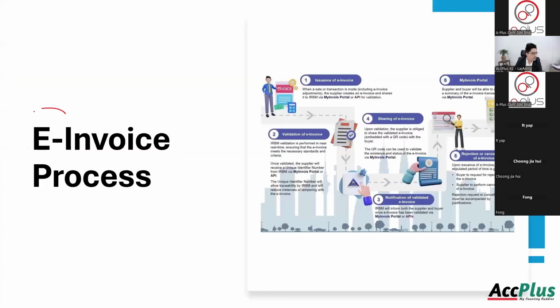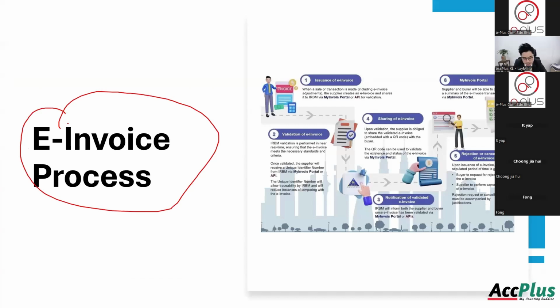And this one is the e-invoice process. Basically, the e-invoice process is not much different compared to what you are doing now. Before the e-invoice era, what is our process when we are doing business? When the customer comes, they say they will buy things from you, and you raise the invoice. After you raise the invoice, it is passed to your customer. Your customer will make the payment to you, and after that, end of the story.